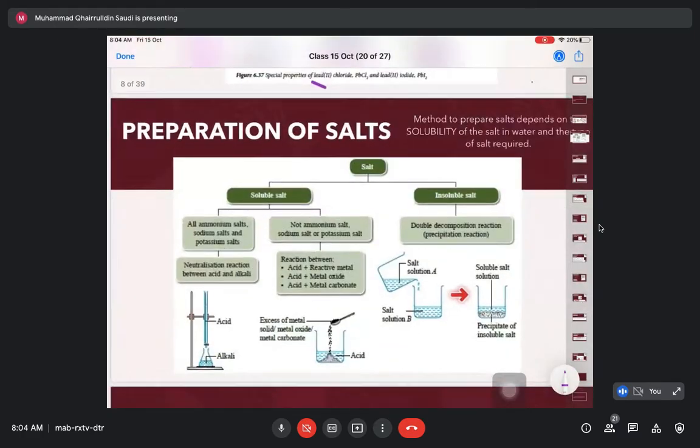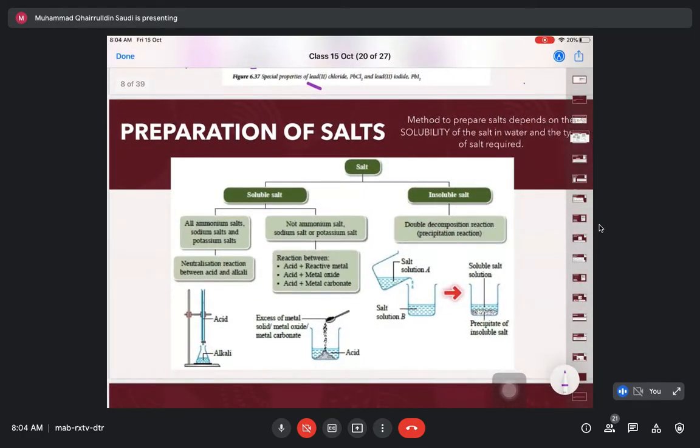Now we are going to see the preparation of salt, the next subtopic. Okay, the preparation of salt. So the preparation of salt adalah cara untuk kita menyediakan salt tersebut. Okay, we have 5 groups of salt kan? We have nitrate salt. We have chloride salt.